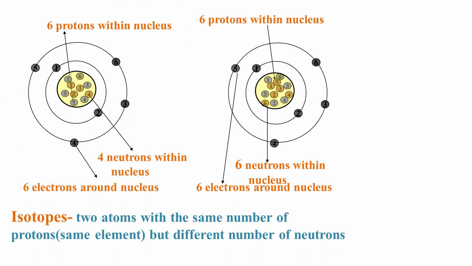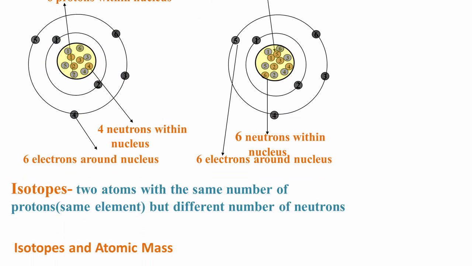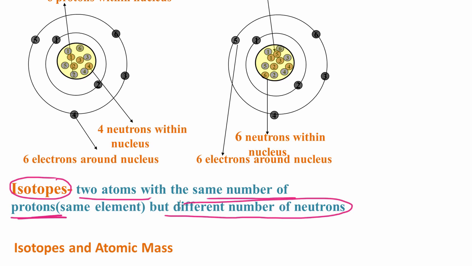Now, we're going to talk about isotopes. And the definition is two atoms that have the same number of protons, in other words, the same element. Remember, it's the number of protons, or Z, that identifies the element. So it's two or more atoms with the same number of protons, but different numbers of neutrons. Okay, so here's an example right here.